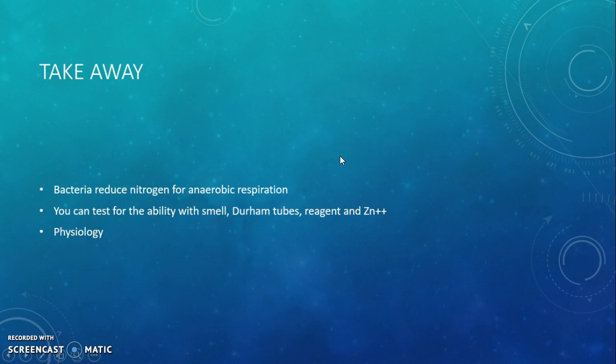All right. And so the takeaway is that we just talked about anaerobic respiration, how you can use things other than oxygen as the final electron acceptor. Once they accept the electrons from the electron transport chain, they are then reduced, and they are reduced down to some level. What level it is, we do these tests for. All right, and so you can test for these reductions by using either the smell, or the Durham tubes, or different reagents, whatever it may be. But it just gives further indication of how microbes use energy and their physiology.